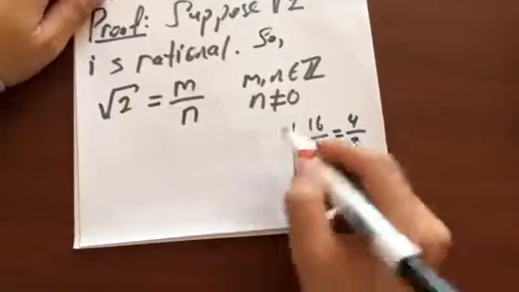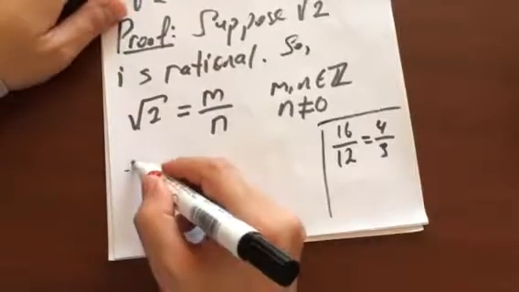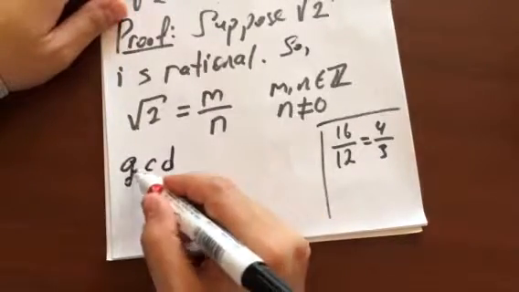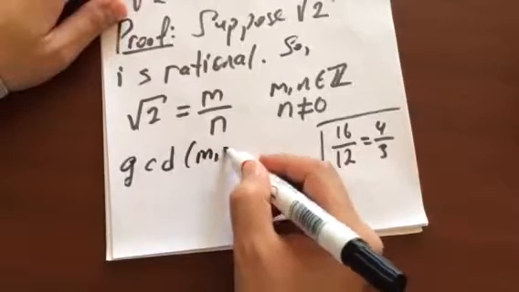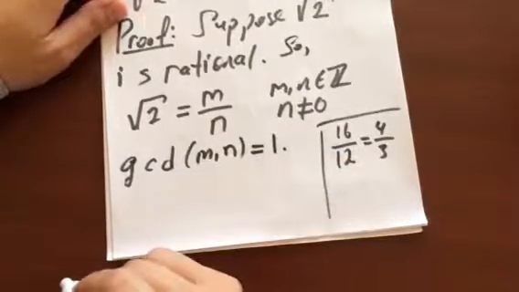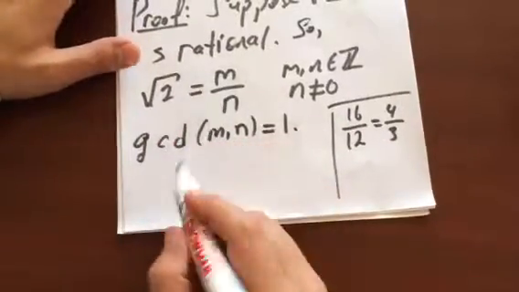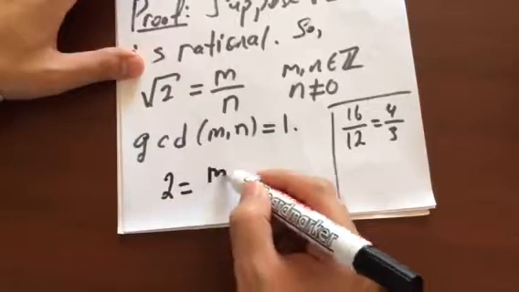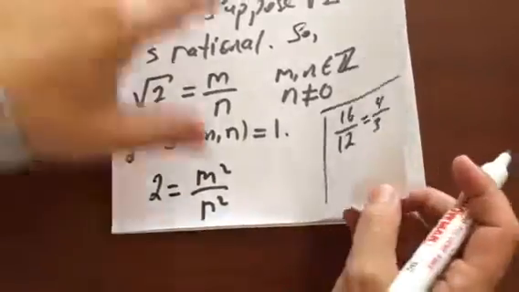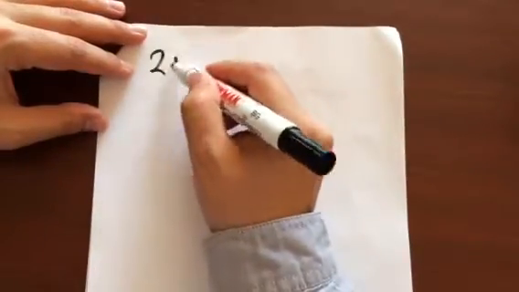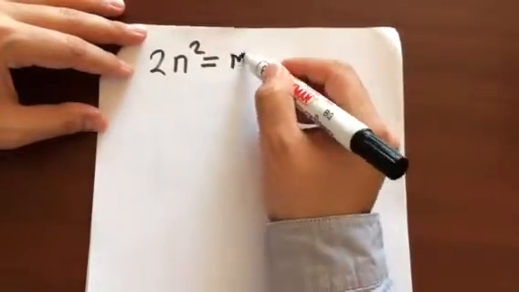So I'm going to assume that the greatest common divisor of m and n is 1. I can assume this, and then we take the square of both sides and we get 2 equals m squared over n squared. That leads to 2n squared equals m squared.